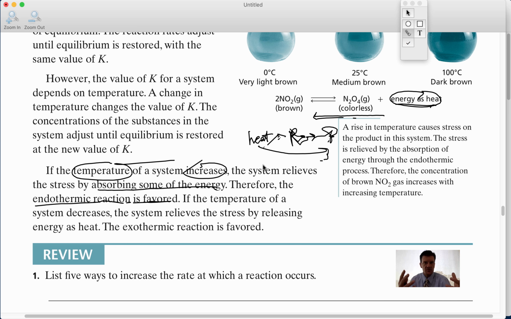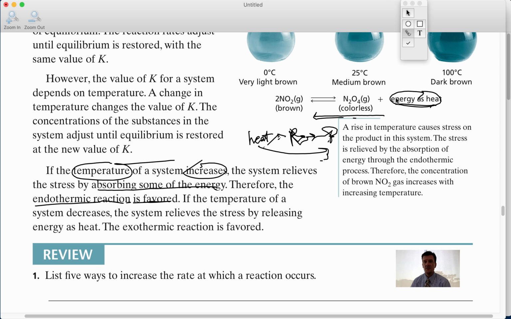If you increase temperature, listen, if you increase temperature, if you add heat, it's going to react to use up that heat, whatever side the heat is on. It may be a value in kilojoules or something like that. Then it's going to use up that heat by going in the direction away from that heat. That's how you'll always know. And it will make a new K value.